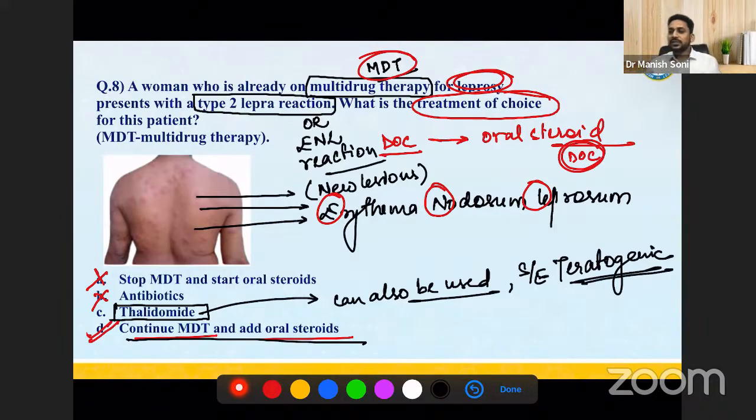Yes, so Sachin Rajput is saying rule of 5 for lepra reaction. Very nice. So rule of 5 is that type 1 lepra reaction is type 4 hypersensitivity and type 2 lepra reaction is type 3 hypersensitivity. So 1 plus 4 is 5 and 2 plus 3 is 5. Very good.